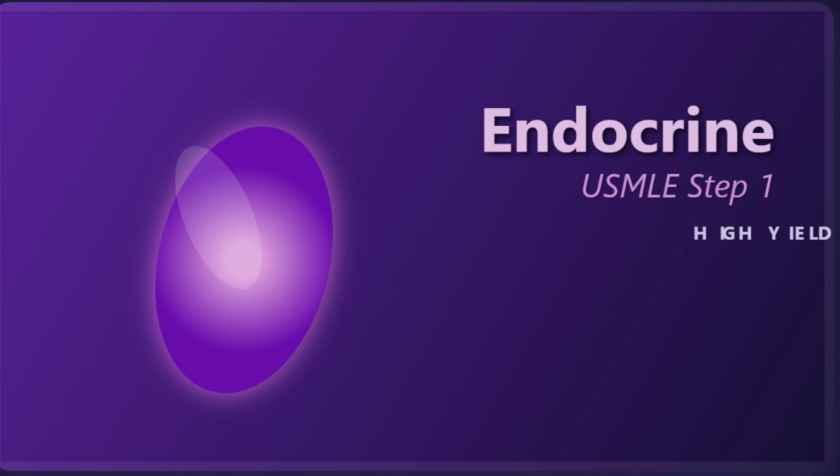Are you following me? Now let's review how diabetes is diagnosed. One important test is HbA1c, a value equal to or above 6.5% confirms diabetes. This test reflects the average blood glucose over the past 3 months and is affected by red blood cell turnover.